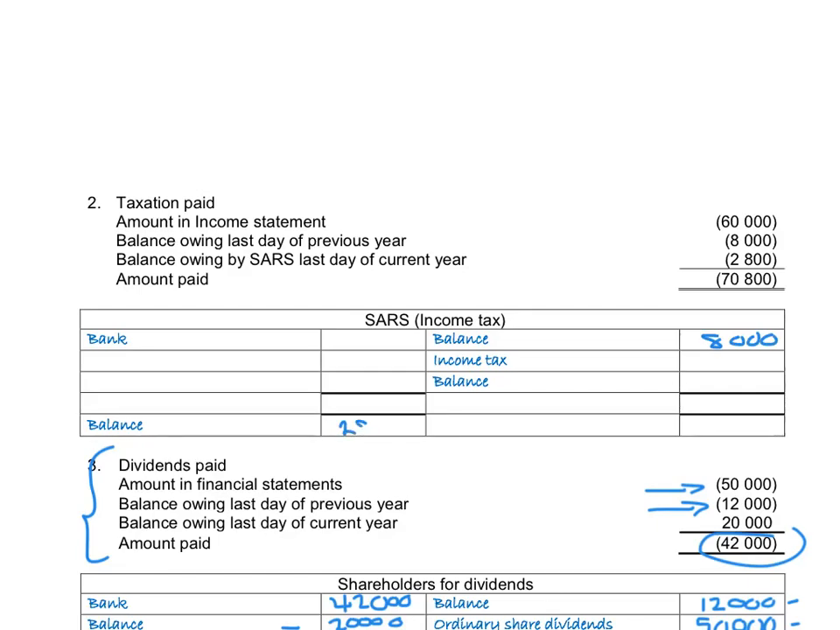So to bring down a debit balance at the end of the year, you first have to carry it over above the total on the opposite side. The income tax for the year was given to us in the income statement as 60,000. So if we add all the amounts on the credit side, it gives us a total of 70,800. So it means the outflow of money to pay for tax in the current year was 70,800.